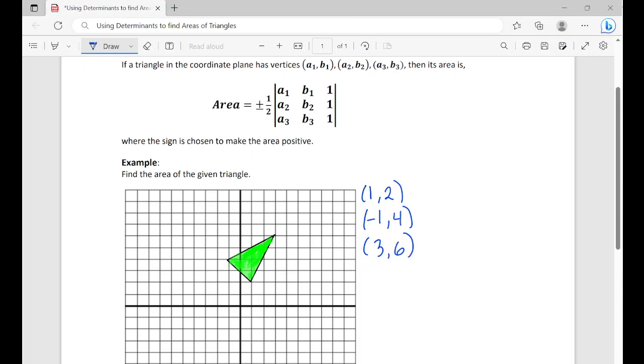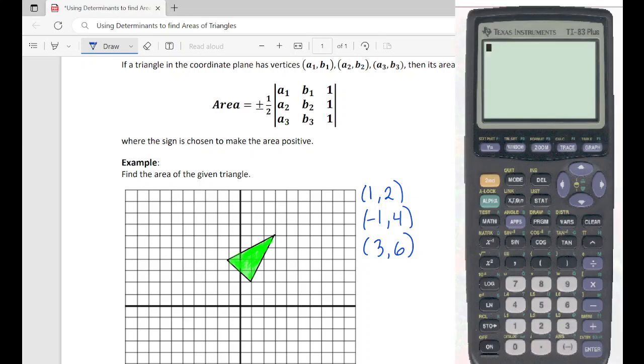And so now I'm going to plug this into a matrix and find the determinant. Now you can do this by hand or you can do this in a calculator. I'm going to use a calculator because I think it's just a little bit easier. So here's my calculator, and I am going to go in and plug in my numbers into a matrix. So I'm going to do second matrix, go over to edit, and it is a 3 by 3 as shown in the formula up here. And then my points are 1, 2, and then 1 at the end, then -1, 4, 1 at the end, then 3, 6, and 1 at the end. So this is all well and good, all typed in nicely.